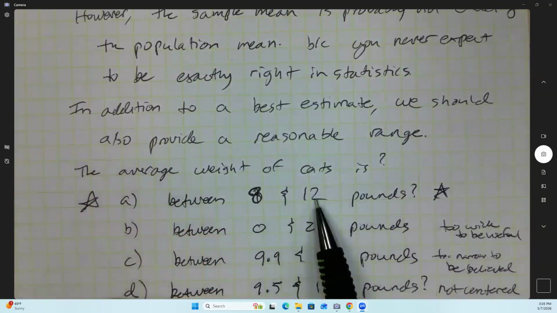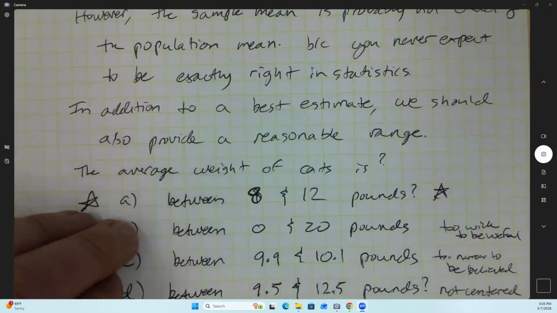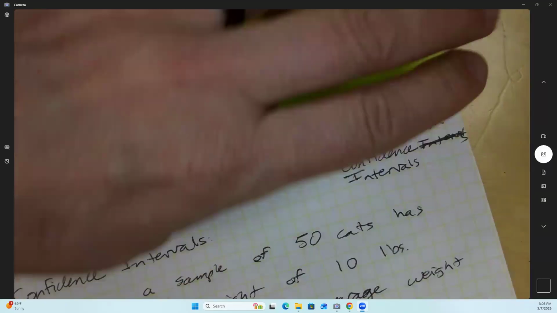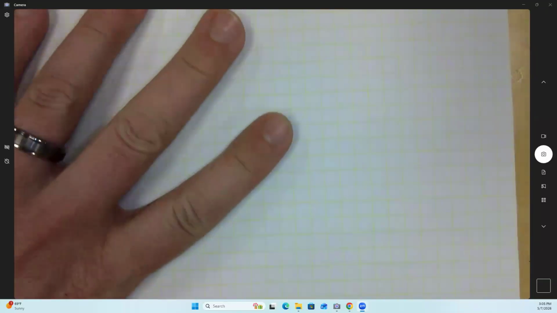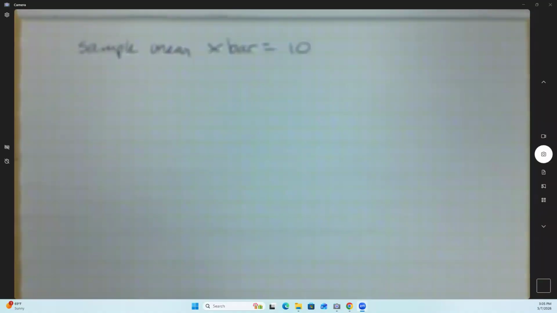It should be a reasonable range and it should balance narrow enough to be useful, wide enough to be believed, or to have confidence in it, which is why we call it a confidence interval. So for that, we need a little more data. We need both the sample mean, X bar, which was 10.